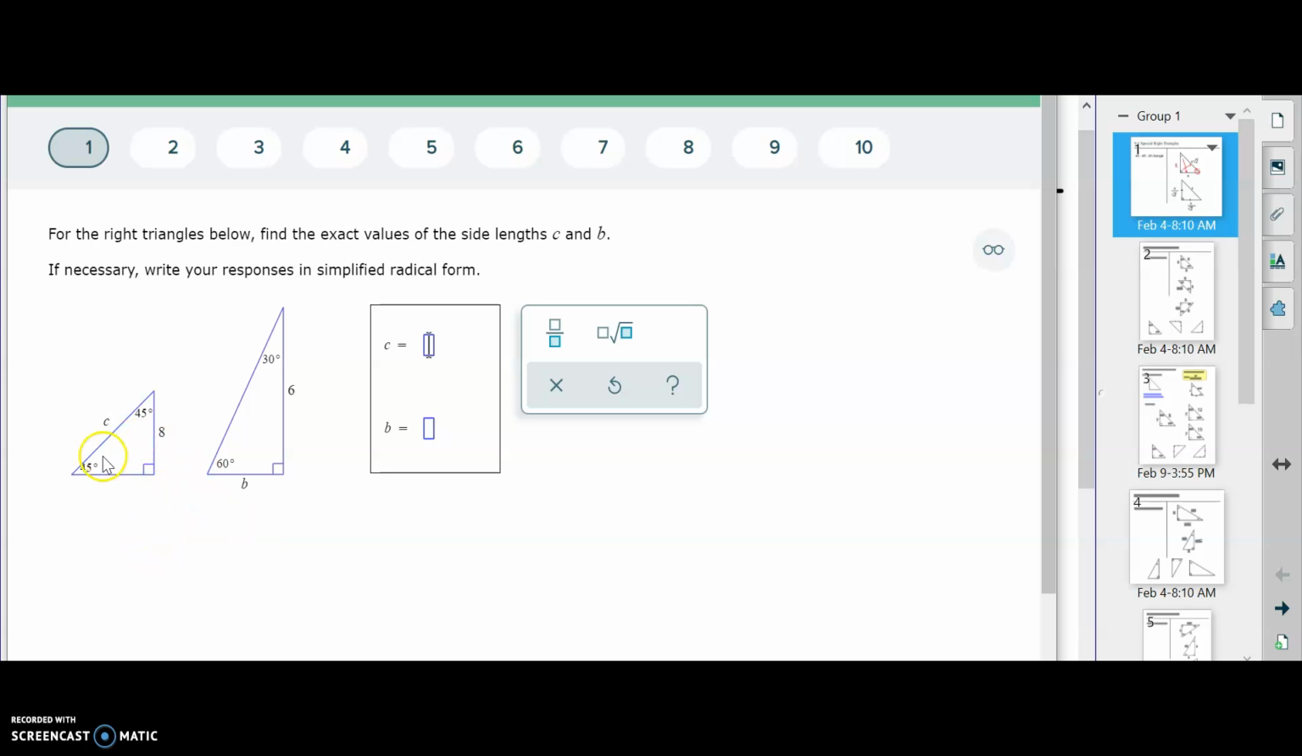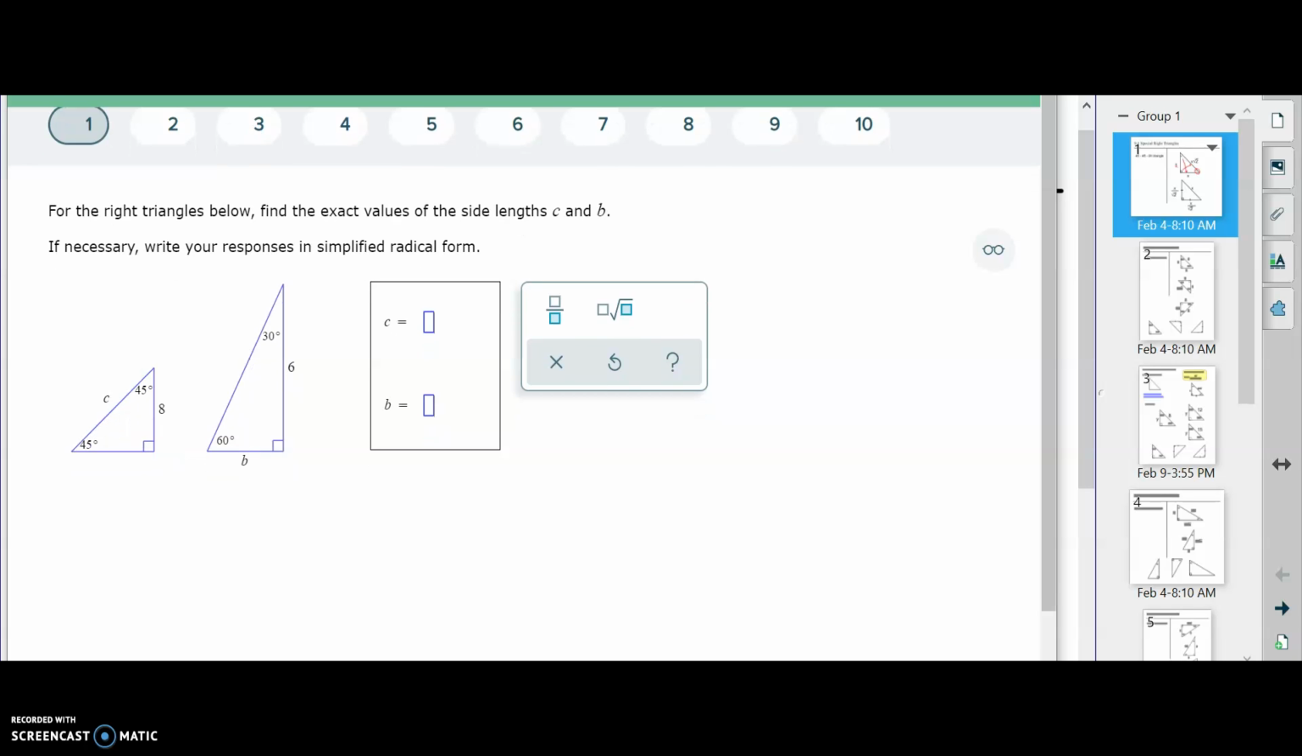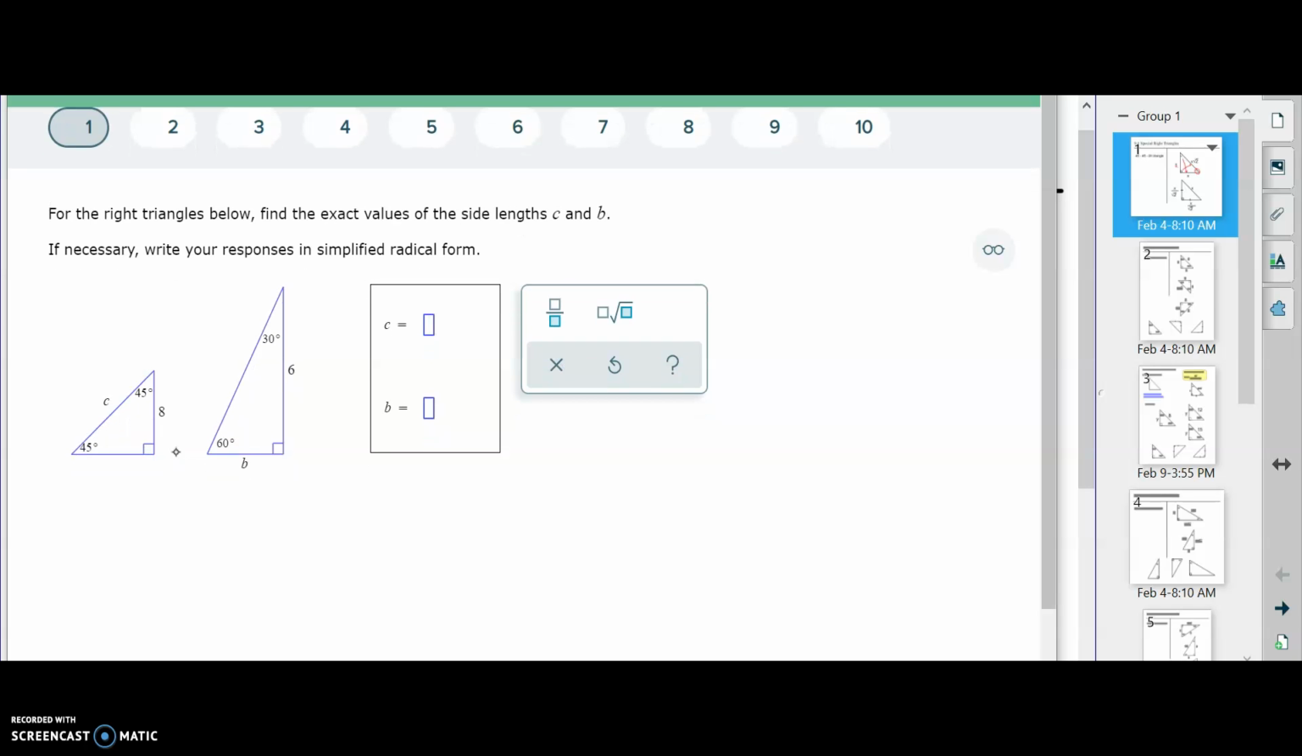So when I look at C, this is a 45, 45 triangle. So again, same square root 2. So if this is 8, this would be 8, and this would be 8. But since it's the hypotenuse, it would need to have a square root 2. So I'm going to type that one, and I'm going to put my 8 there. Okay, so that's how I would do that one.